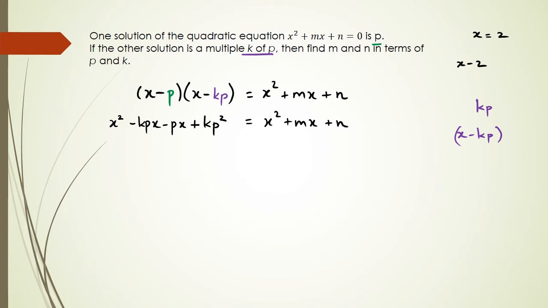And I believe the first thing we've found is what n is. n is equal to Kp squared. So we can write that at the bottom there: n equals Kp squared.